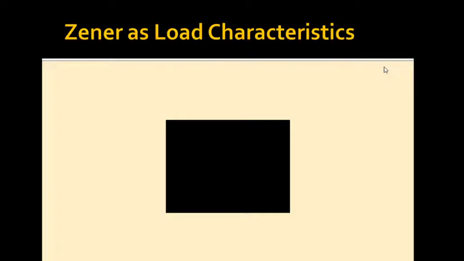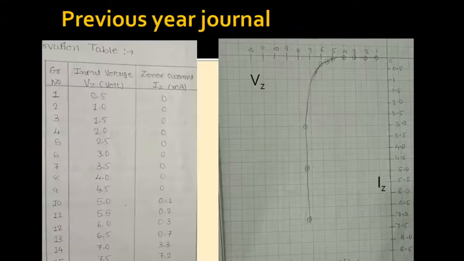Okay, so this is a load characteristic for the Zener. Now I will show you last year's journal pages, so you will get a clearer vision of that.